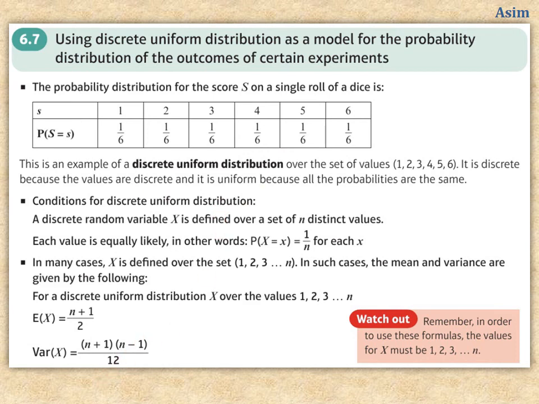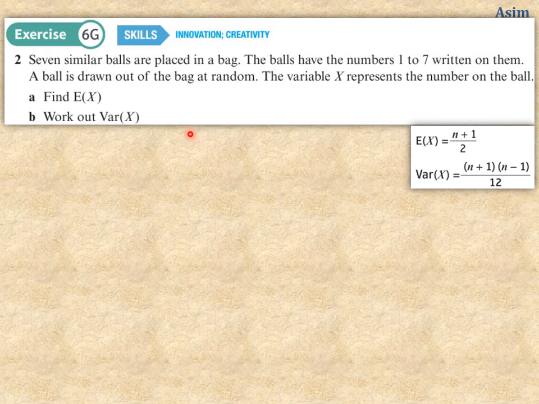Okay, let's take an example. Again, I wrote the formula here for reference. 7 similar balls are placed in a bag, numbered from 1 to 7. So it is already 1 to 7. And because they are similar, all the probabilities of getting each outcome will be the same. Each one will be 1 by 7. So it is a discrete uniform distribution.